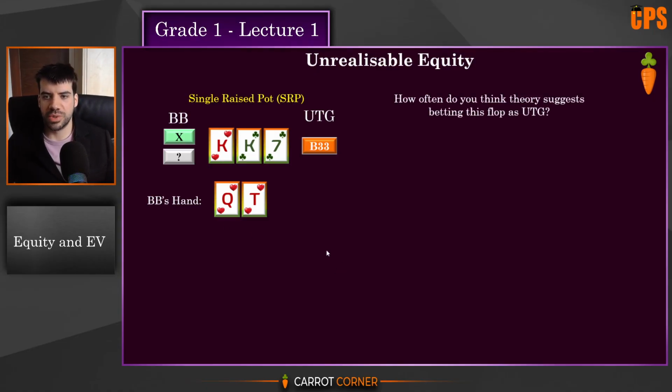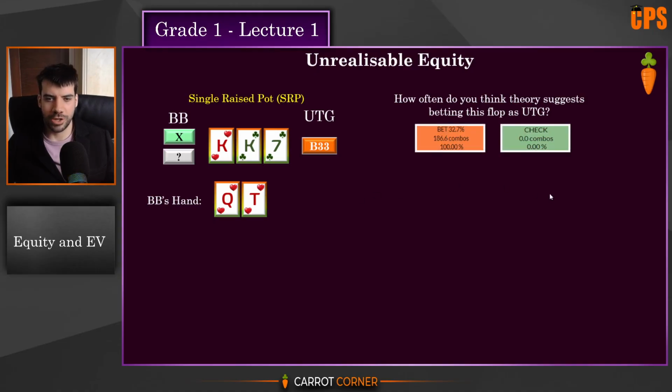Well, how often did you think theory suggests under the gun should bet this flop? First of all, what do you think? High frequency, low frequency, all the time, never? That's right. Under the gun should always bet this flop in GTO terms because it's an extremely advantageous spot for his range. We'll talk about this in a future lecture, how a range advantage can cause you to want to bet the flop really frequently.